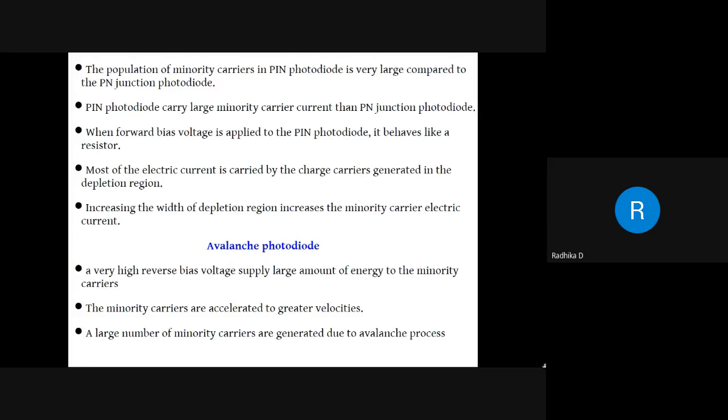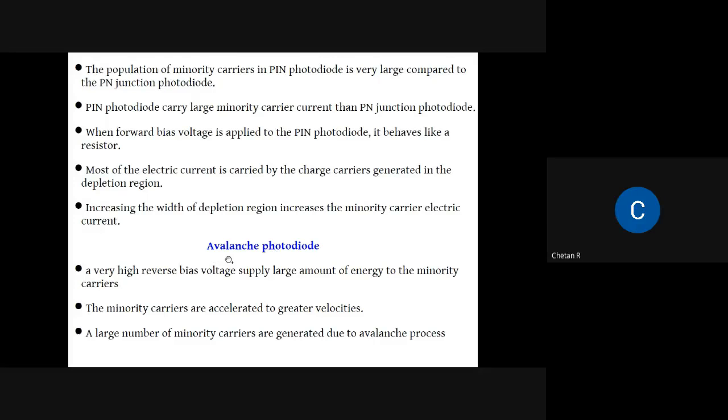Your voltage applied is a bit more, and this avalanche can happen. One electron going in hits other ions, producing more charge carriers. Those go in, hit other ions, produce more charge carriers, like that. So more current can be produced in an avalanche photodiode.